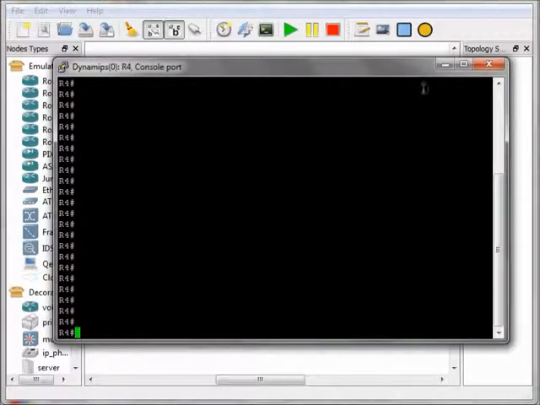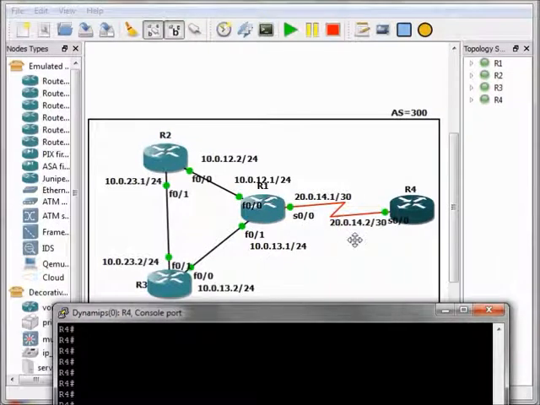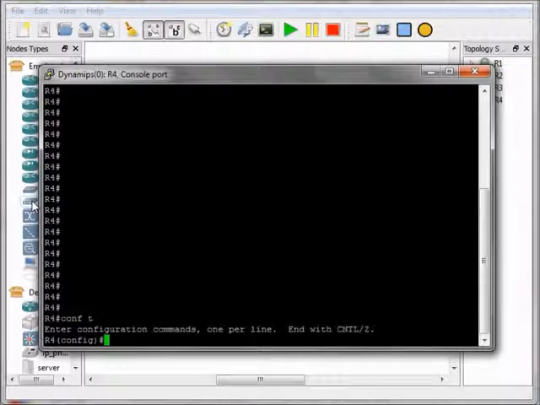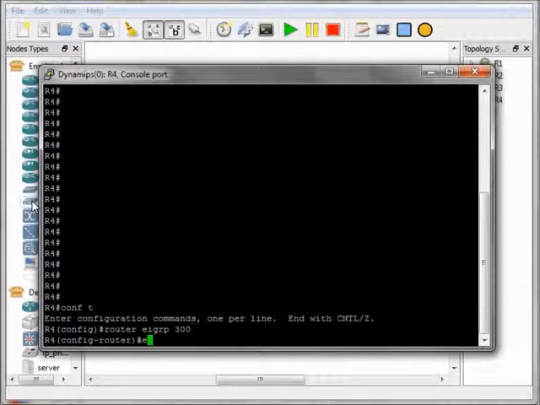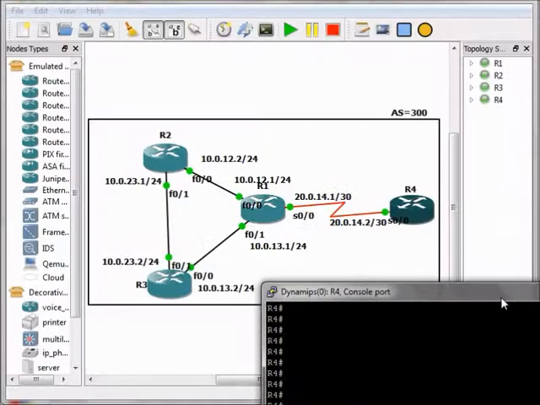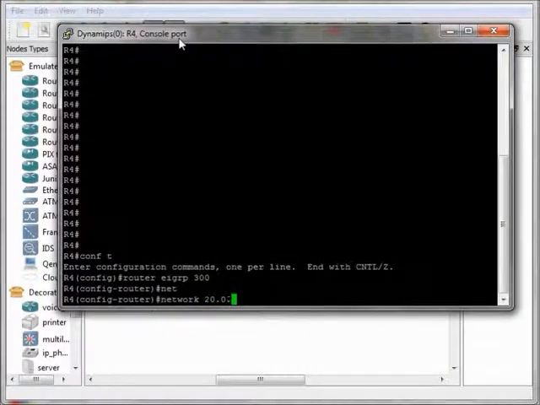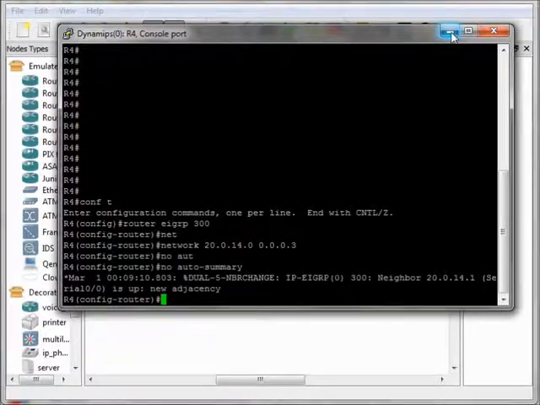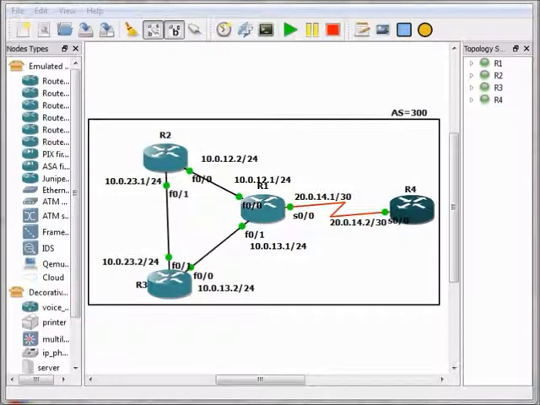Then router 4 is connected to only one network: 20.0.14.0/30. So conf t, configure terminal, router EIGRP 300. Then network 20.0.14.0/30 means that the wildcard mask is 0.0.0.3 and no auto summary. Okay, now we finished all EIGRP configuration on the 4 routers.